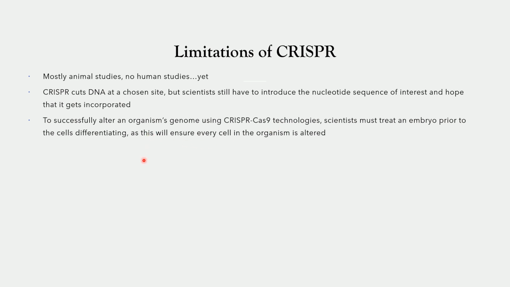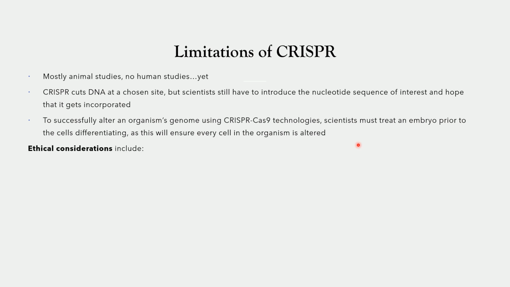And to successfully alter an organism's genome using the CRISPR-Cas9 technology, scientists must treat an embryo prior to the cells differentiating. So think back to when we looked at stem cells and how stem cells can become any type of cell. We have to inject those cells at a very early stage of an organism's life as an embryo. We have to inject the CRISPR-Cas9 complex before it starts to differentiate. And this will then ensure every cell in the organism is altered. So it has to be done very, very early.